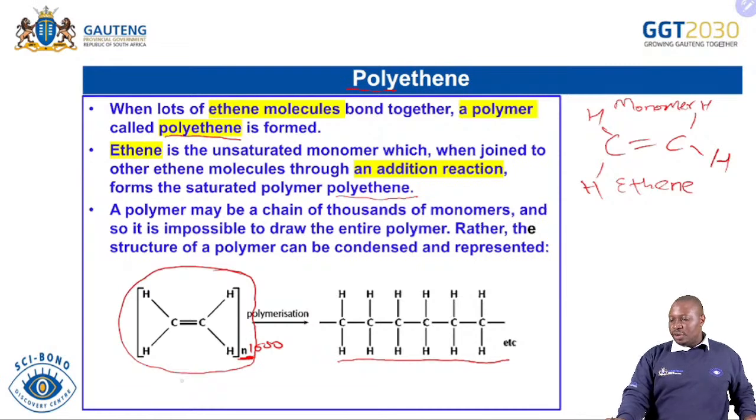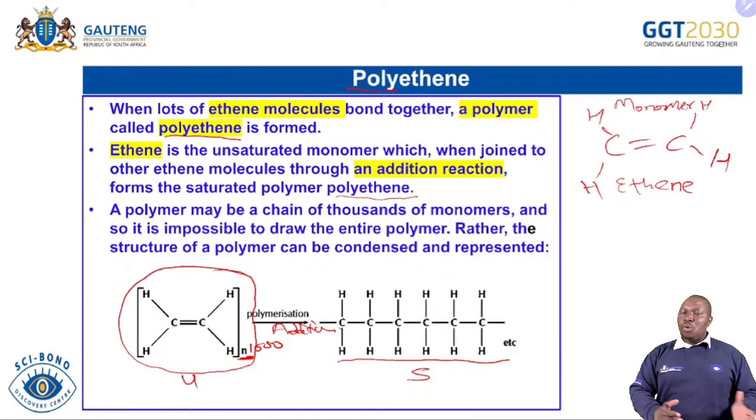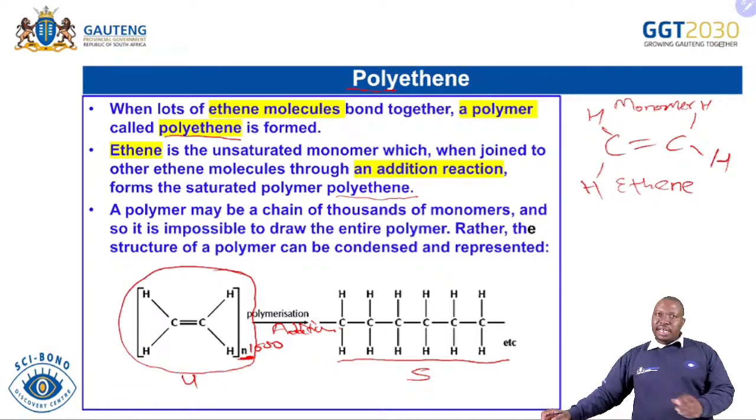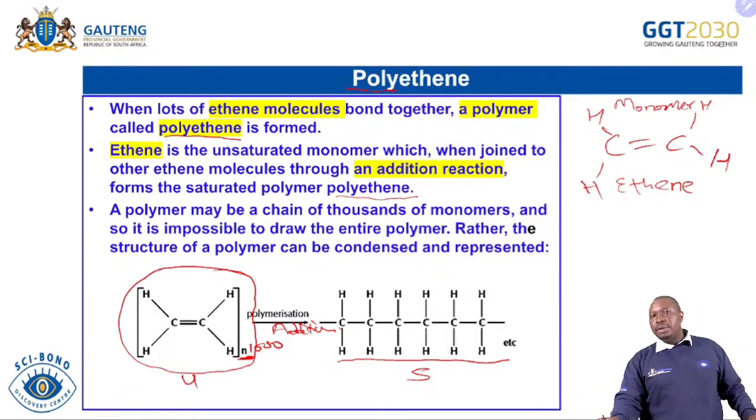So you can see, you usually will say this was unsaturated, it's forming saturated, and we said the reaction we call addition. Hence we refer to it as addition polymerization. You have to understand that we call it addition polymerization because we have the double bonds. We are adding the ethenes together to form a polyethylene. So the reaction is called addition polymerization.